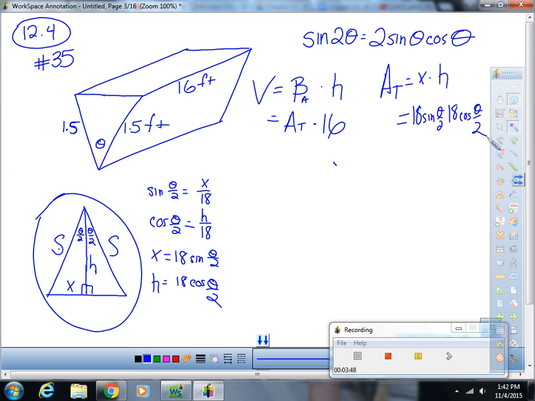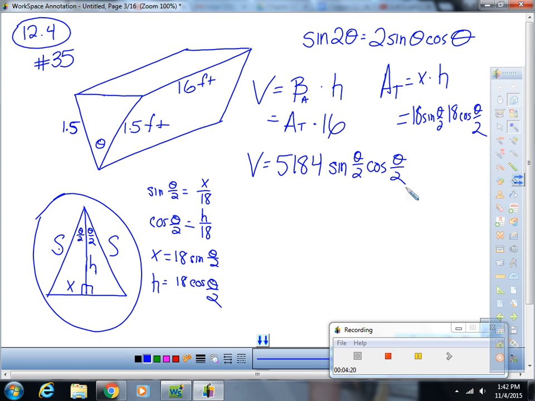So that means I can express my volume as, what's 18 times 18? 324. Times 16. What's 324 times 16? 5,184 sine theta over 2 cosine theta over 2.